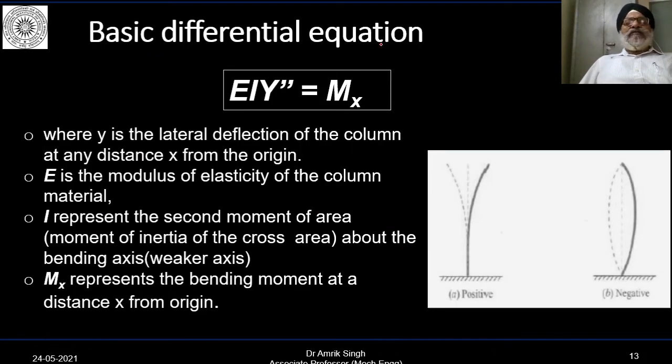So for the basic differential equation, before we go to this, we must understand the sign convention. If a column bends like this because of the loading, it is a positive condition, and if it bends like this, buckling, it is a negative condition. So the basic differential equation says that EI is the flexural rigidity, so EI into y double prime, where y double prime is nothing but d2y upon dx square, isn't it?